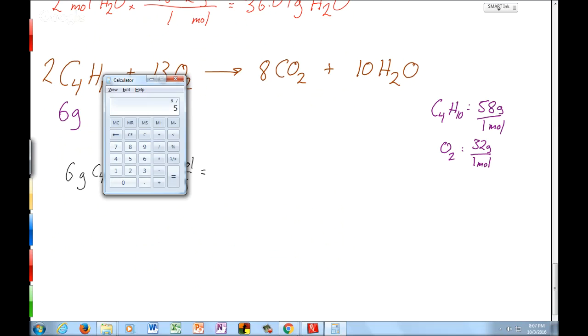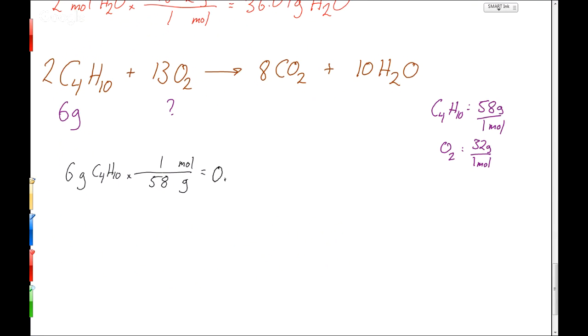6 divided by 58 is 0.103. So we'll say 0.103 moles of C4H10. So about a tenth of a mole. Would it be oxygen or would it be butane again? Butane. Okay, so that's how many, 6 grams is 0.103 moles of butane.